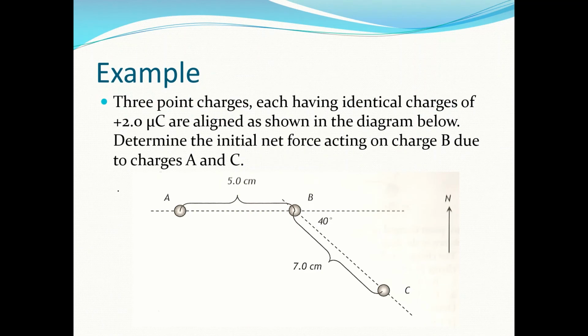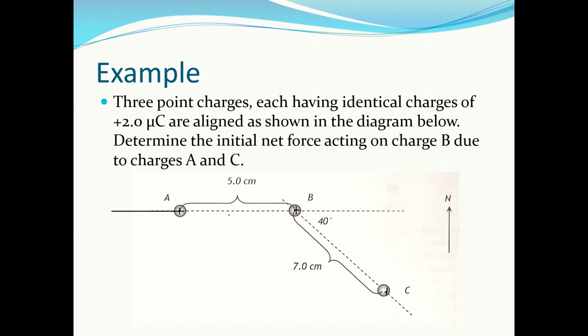So our last question is the same thing, but it's more of an RCS chart question. We have 3 point charges, each having identical charge of +2, aligned below. Determine the initial net force acting on charge B due to charge A and C. So same idea. All 3 charges are positive. This is important because people who get this wrong don't start with a free body diagram.